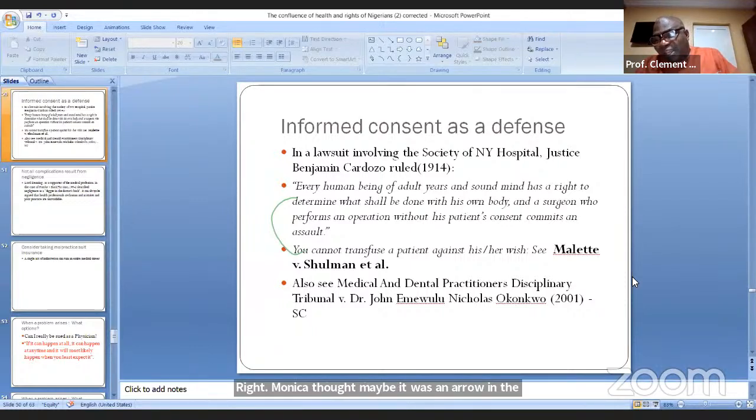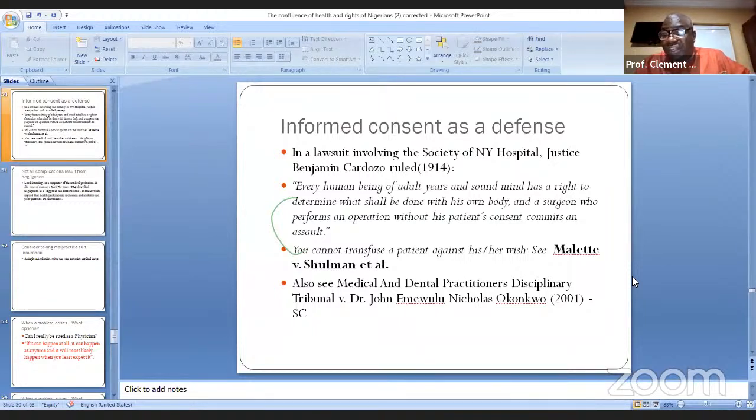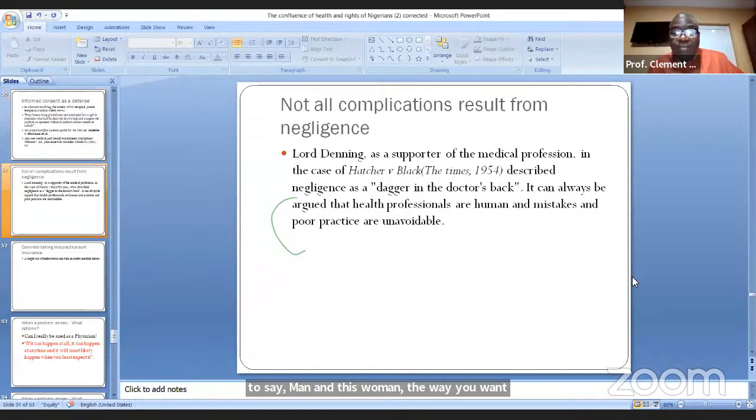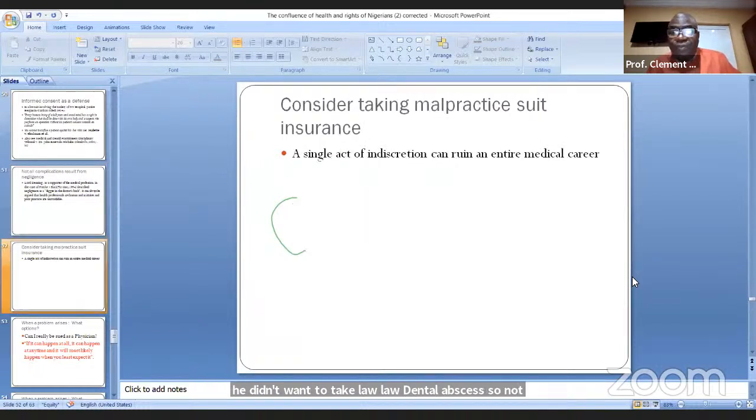The learning from that case is that a patient should be managed according to what he wants. You cannot go and give a patient blood against their wishes. So that can be a defense for you to say, I managed this woman the way she wanted to be managed. She didn't want to take blood. As we have said, not all complications result from negligence. That can be a defense for you.